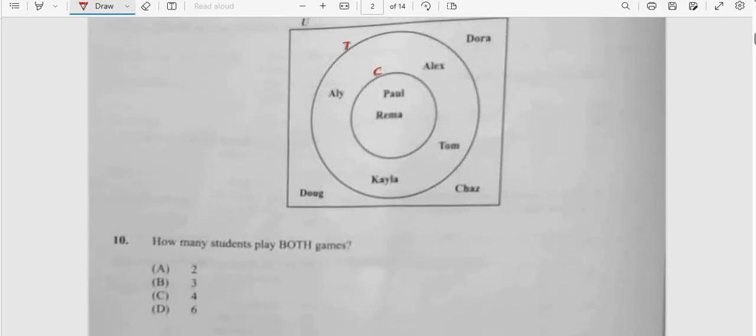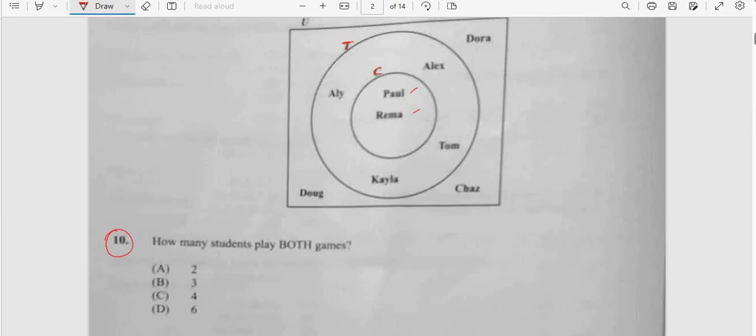So observing the Venn diagram, we know that in set T, every single person who's named within the circle of T is part of set T. So even these two persons here, Paul and Rima, who are within set C, because set C is within set T, it means that Paul and Rima are also part of set T. So now let's look at the first question.